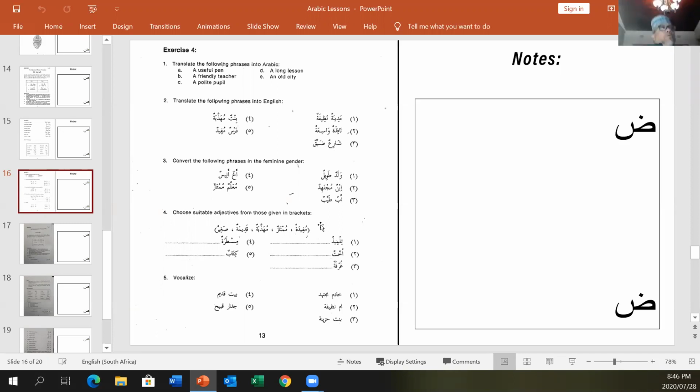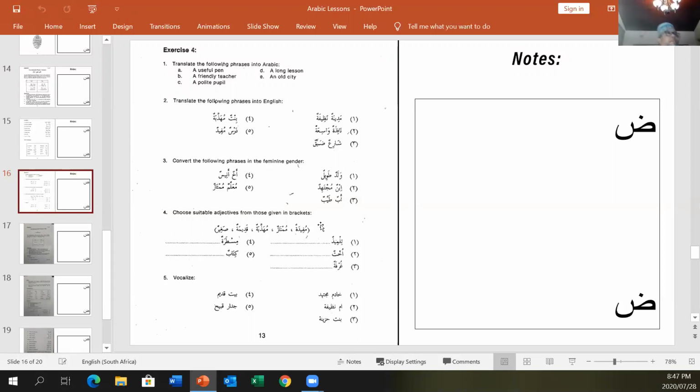Beautiful. Choose suitable adjectives from those given in the brackets. That I'm going to leave to us. Okay? I'm going to leave that to us, because we can't do everybody's homework here. Okay. Wasima would like us to just repeat number 3 again.